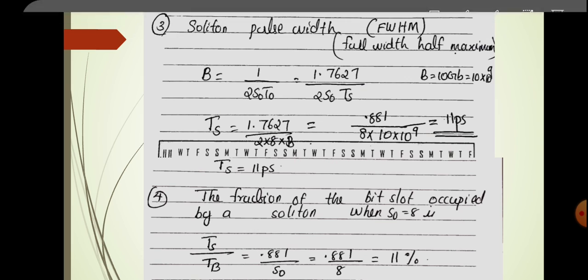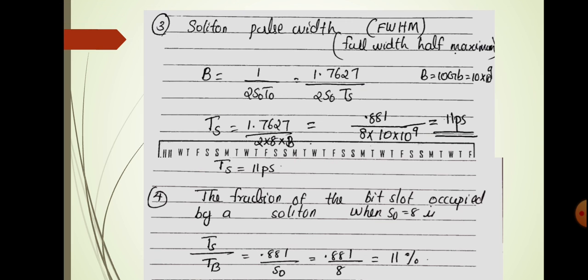So next, in the design procedure, we want to find out the fraction of the bit slot occupied by the soliton when S0 is equal to 8. The fraction of the bit slot occupied by the soliton is obtained by TS by TB, that is given by the equation 0.881 divided by S0. So we will get the value as 11%. So thus we have designed a soliton link. These all are the parameters which we want to find out in designing solitons. That's all about this topic. Thank you.